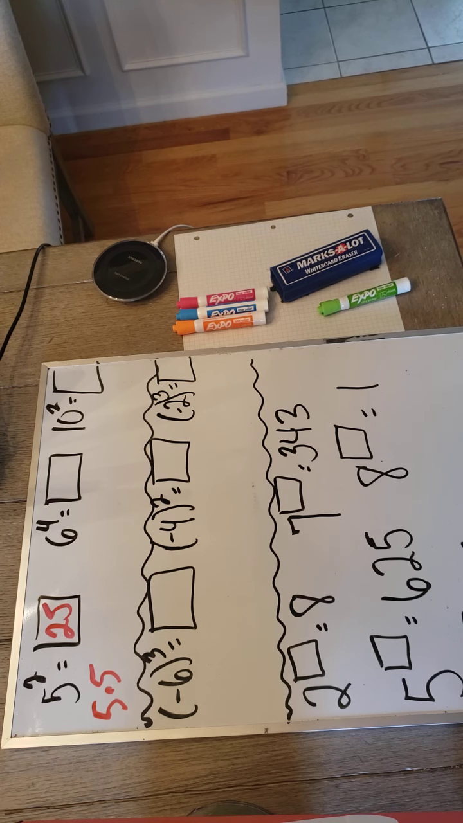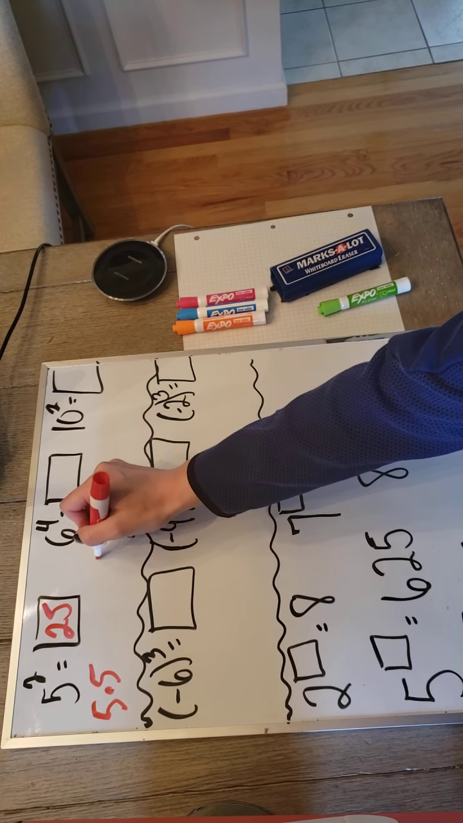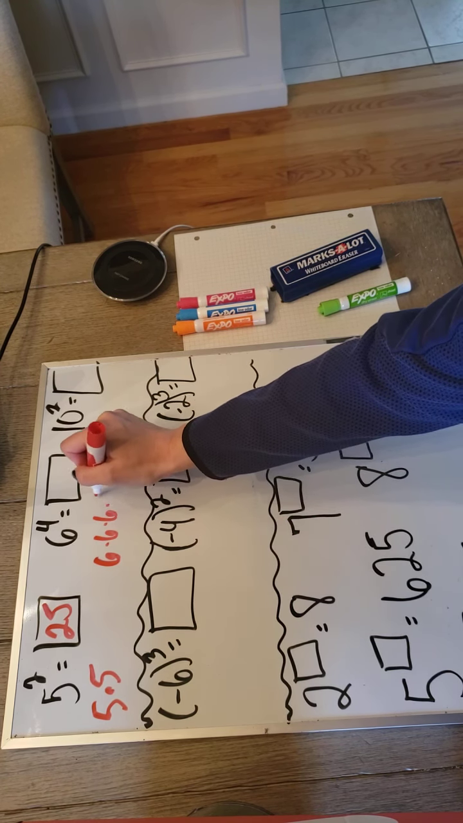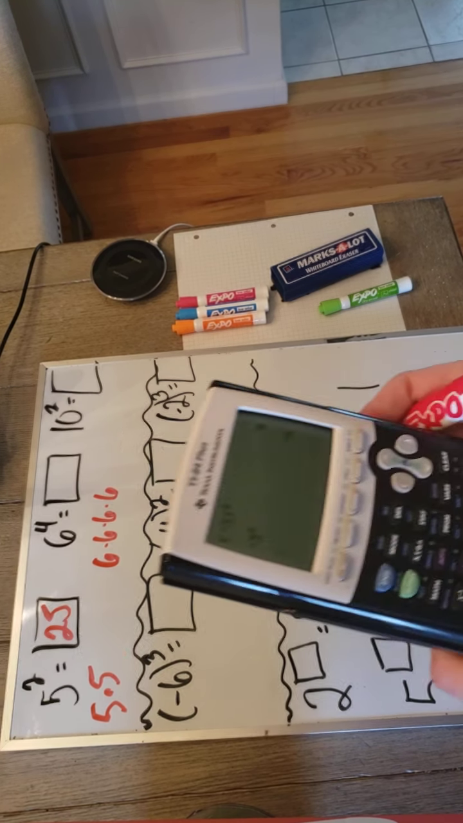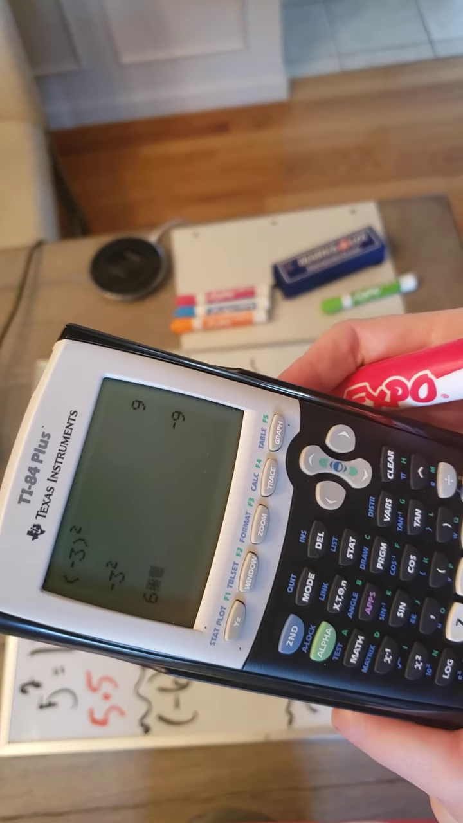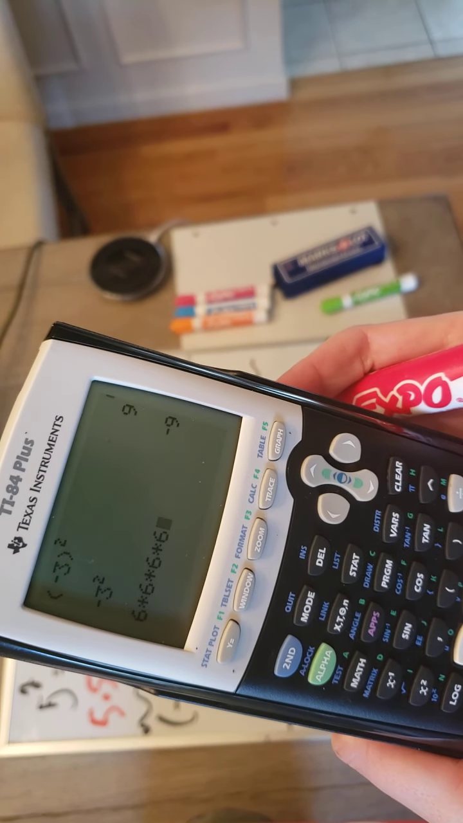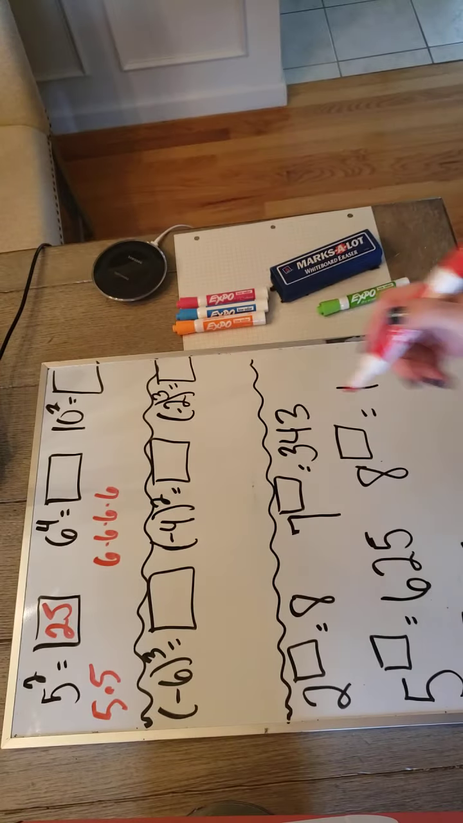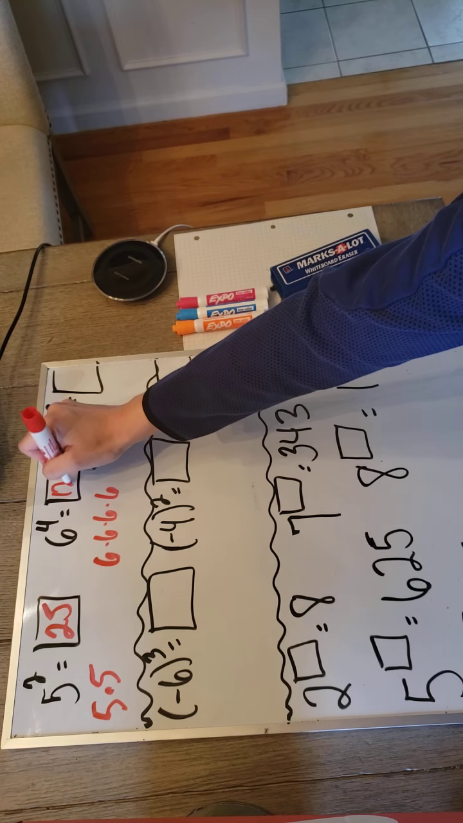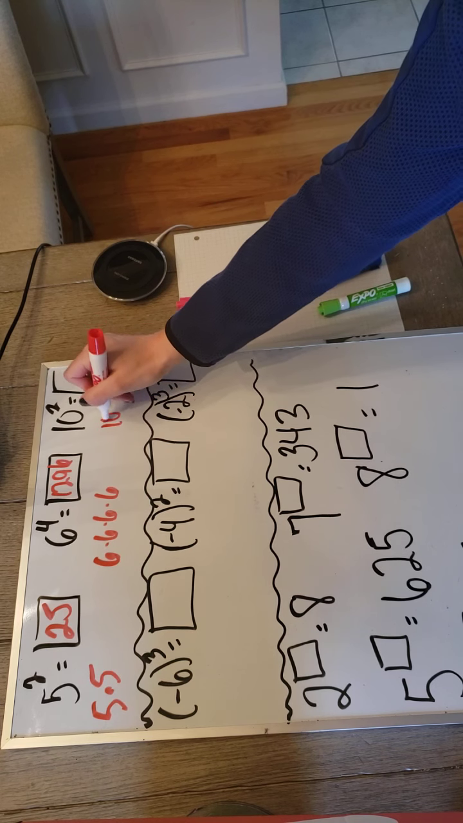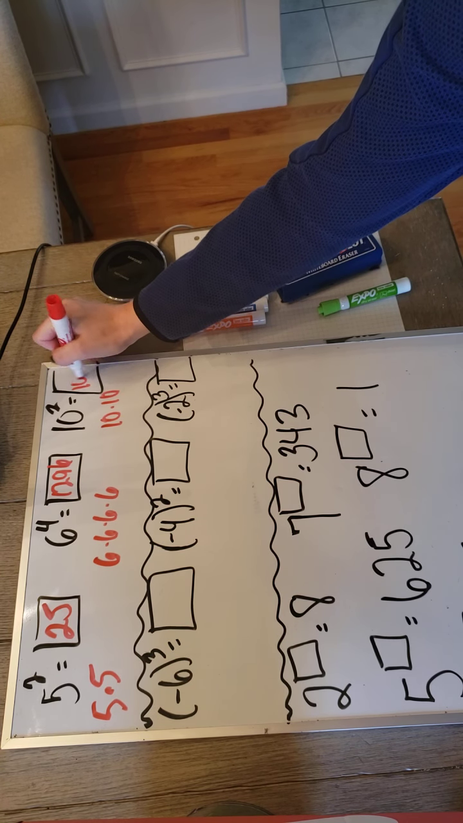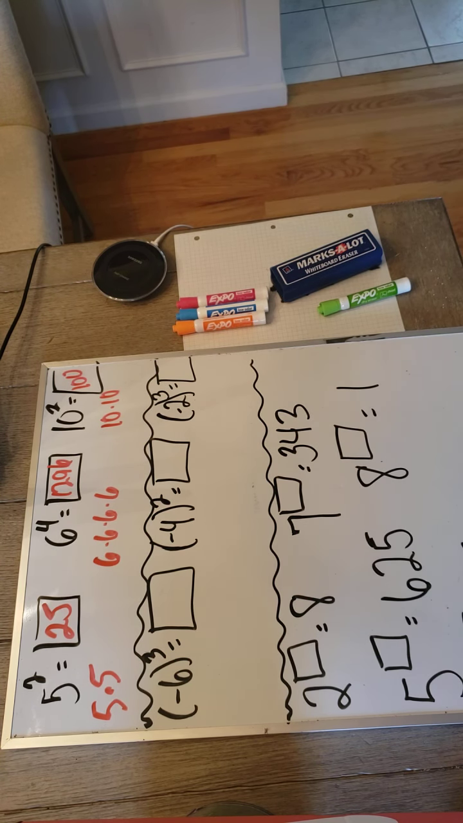6 to the 4th is 6 multiplied 4 times, which I cannot do in my head. So I'm going to take my calculator and do 6 four times, and I get 1296. And 10 squared is just 10 multiplied twice, and you get 100. So that part should be easy peasy.